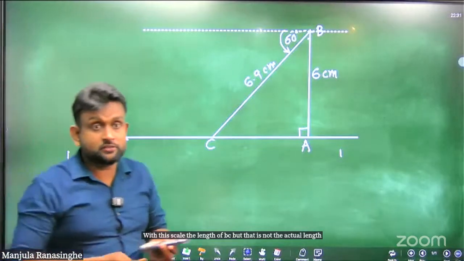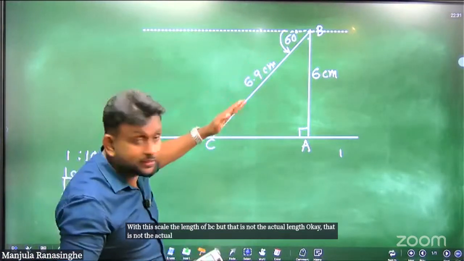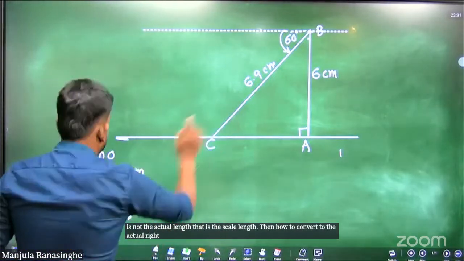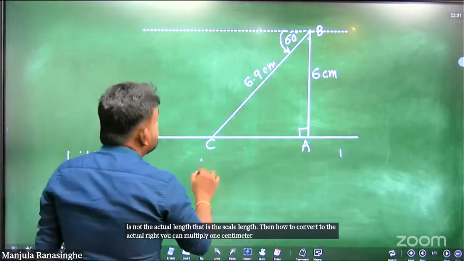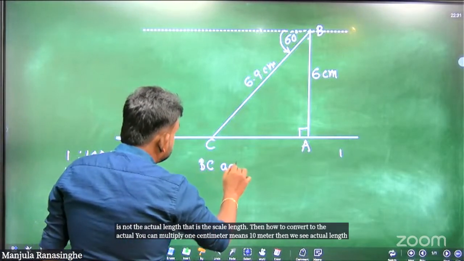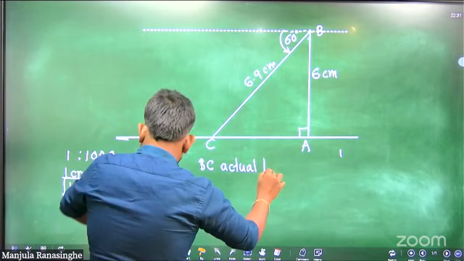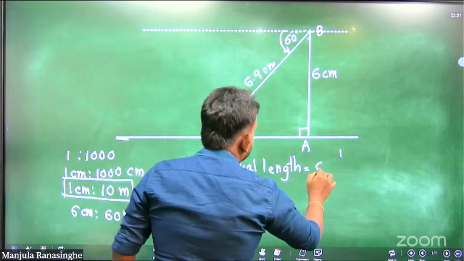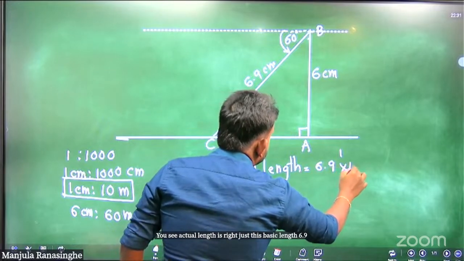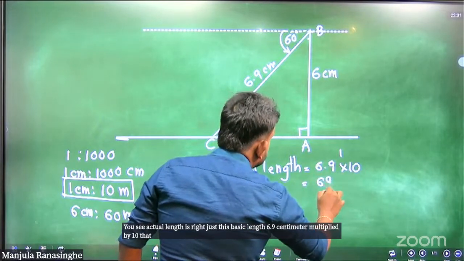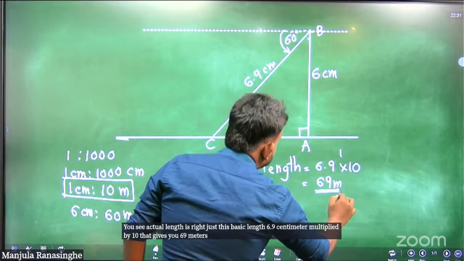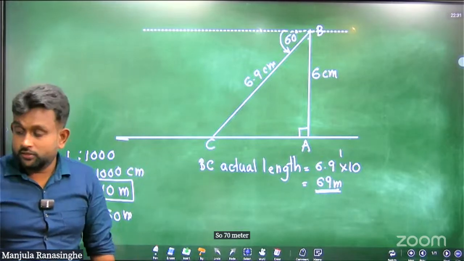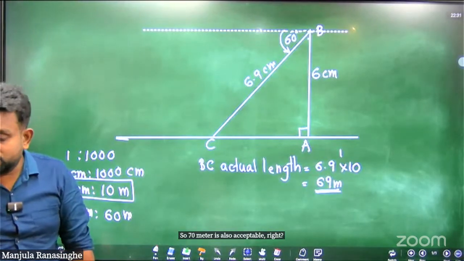That is not the actual length, that is the scale length. Then how to convert to the actual? Right, you can multiply, 1 centimeter means 10 meter. BC actual length is, just this BC length 6.9 centimeter multiplied by 10, that gives you 69 meters, right? So 70 meter is also acceptable, right? No major variations.